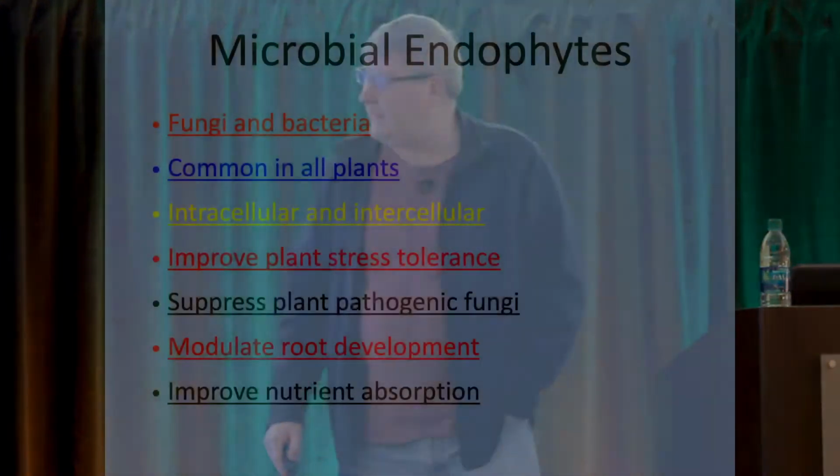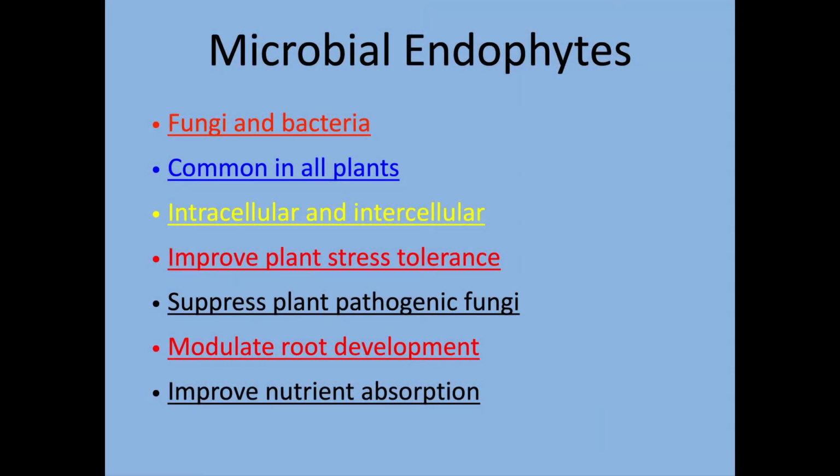Okay, and some of the features of these microbes in plants is that all plants have them, fungi and bacteria. Intracellular, that actually means they go inside the plant cells. And intercellular, they go between the plant cells. So they're both, in both cases. They will improve stress tolerance, abiotic stress tolerance, so they make the plants more resistant to, for example, drought, heat, heavy metals, anything that relates to oxidative stress, they'll protect the plant from. So they're very important to be in plants for partially that stress protection.